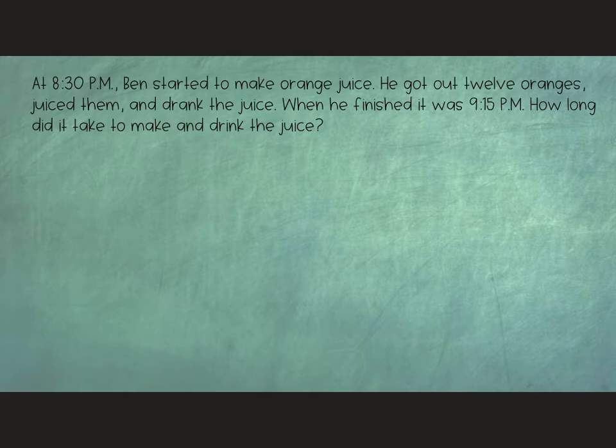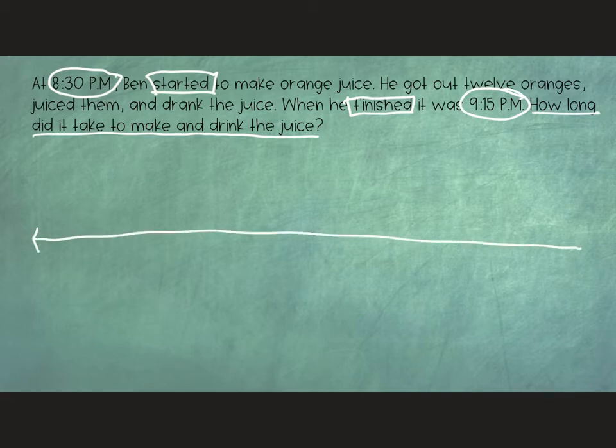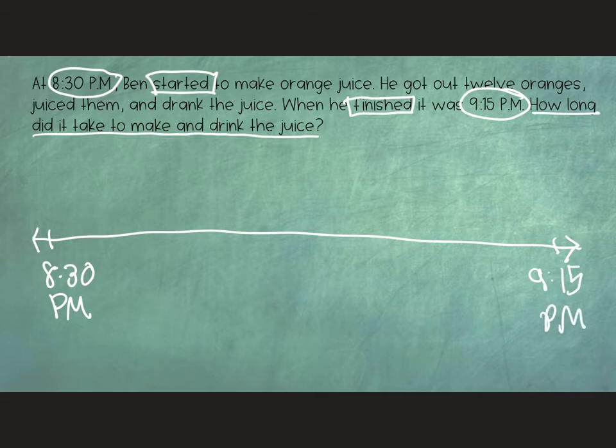Next, at 8:30 p.m., Ben started to make orange juice. He got out 12 oranges, juiced them, and drank the juice. When he finished, it was 9:15. How long did it take to make and drink the juice? So it started at 8:30. And it ended at 9:15. And we're trying to figure out this time in between. Now, if you look here, not only does the minutes change, but the hours change as well.